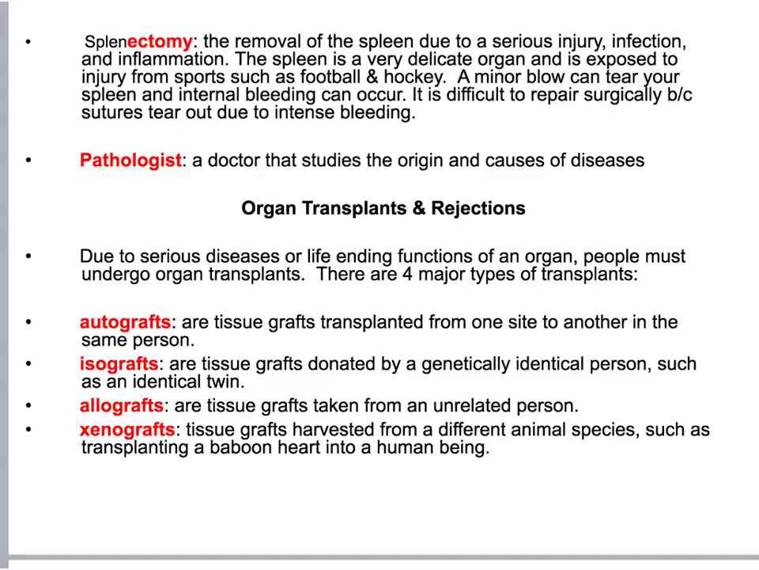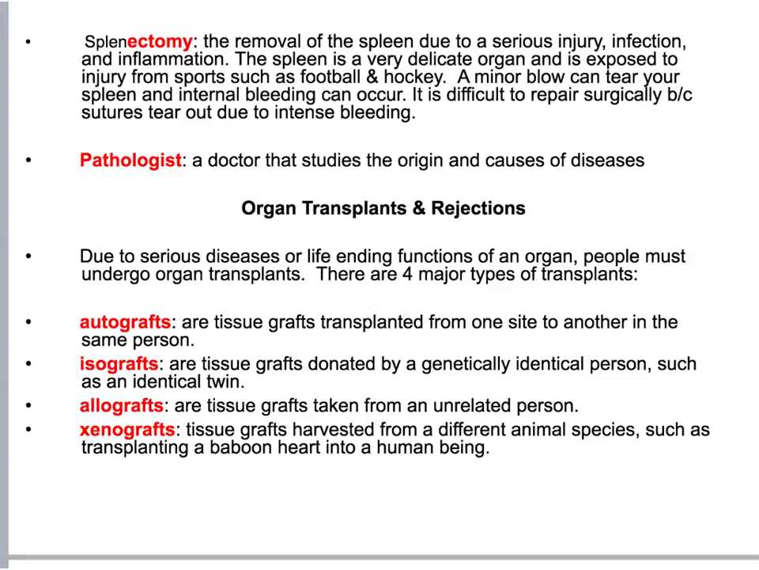A pathologist is a doctor that studies the origin and causes of disease. Now, let's talk about organ transplants and rejections. Due to serious diseases or life-ending functions of an organ, some people undergo organ transplants, and there are 4 major types of transplants. An autograft is when tissue grafts are transplanted from one site to another in the same person.